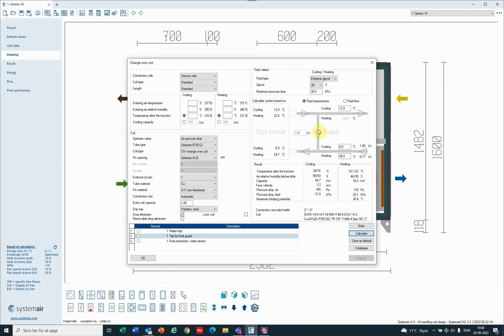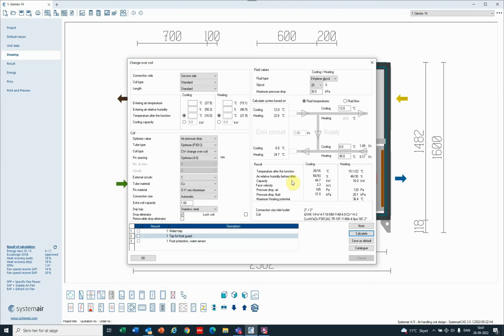We will have the 1.89 circulating in the coil circuit. We will have 0.17 liters of 22.6 degrees going out of the system to the primary circuit, and that will leave room in the coil circuit for the same 0.17 liters per second of 45 degrees hot water down here in the bottom, to make sure that we get the 24.7 degrees going into the coil circuit once again.